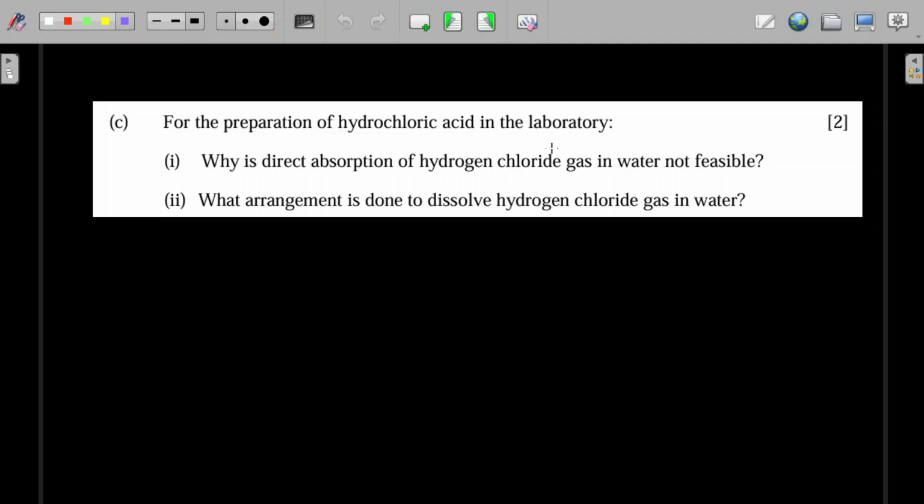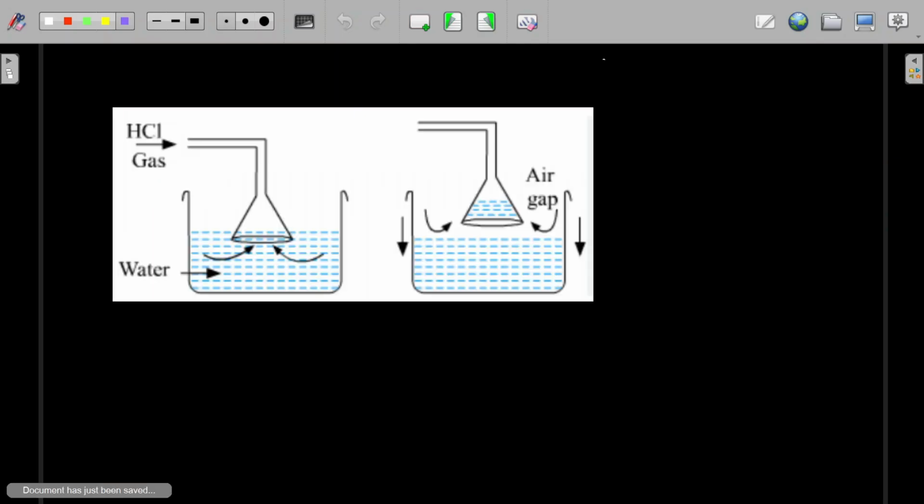For the preparation of hydrochloric acid, why is direct absorption of hydrogen chloride gas in water not feasible? This question I had given in one of the question papers earlier when I gave you that test series. So what you did, you people wrote that it is highly soluble in water. Then what is the problem if it is highly soluble in water? We want to prepare HCl. The reason you have to write here is the back suction. The back suction will take place. What arrangement? The same funnel arrangement we use. So this is the diagram I was telling. This much gap will not be there. It will still be touching, but it will not enter into the funnel.